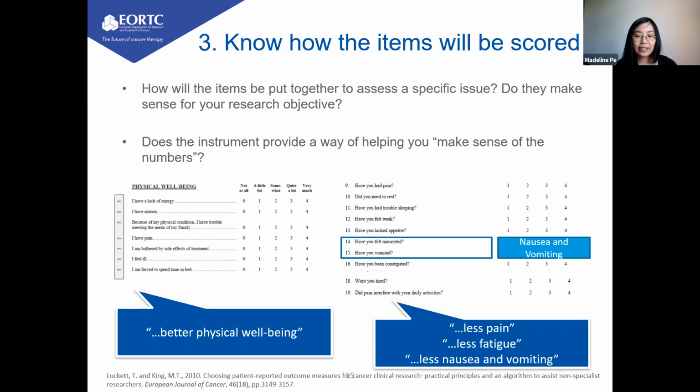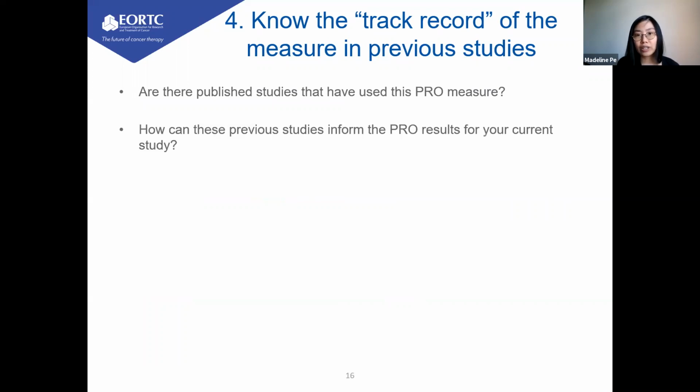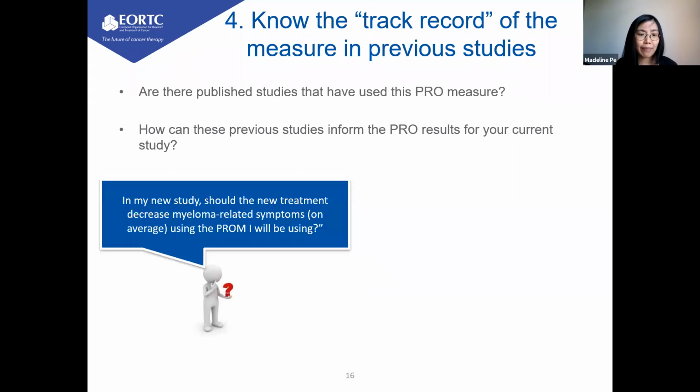Okay, next please. Then fourth is that you have to know the track record of the measure in previous studies. So historical information about the measure is important because it provides you with additional information that can be helpful for your needs. So for example, are there published studies that have used this PRO measure? And how can these previous studies inform the PRO results for your current study?